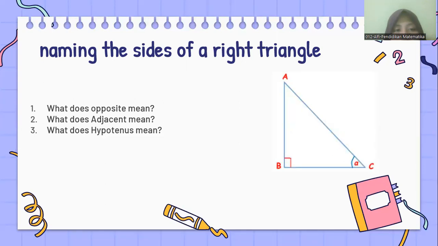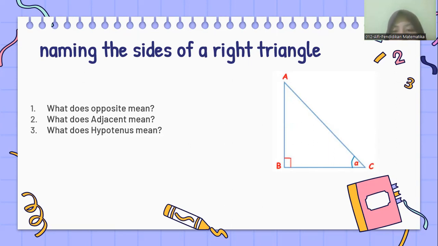What does opposite mean? Anyone know? What does adjacent mean? Anyone know? What does hypotenuse mean? Anyone know?